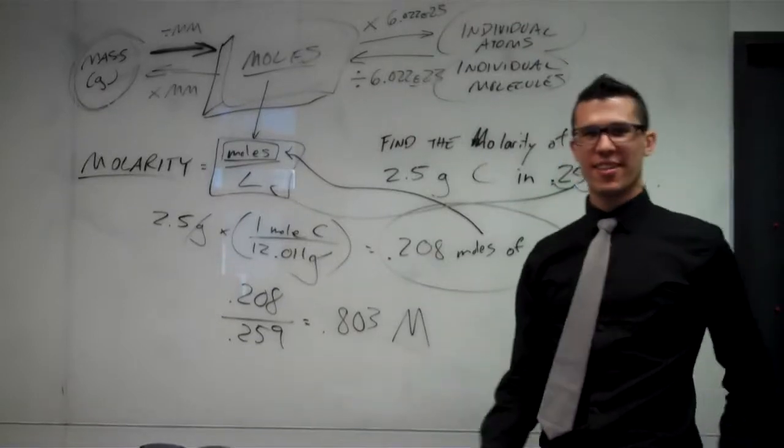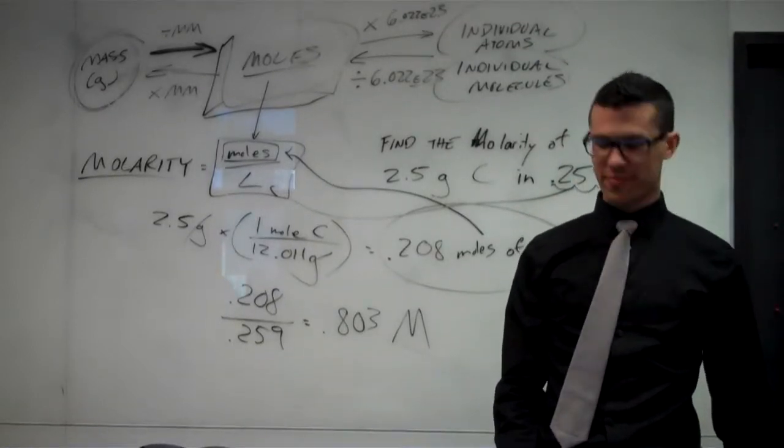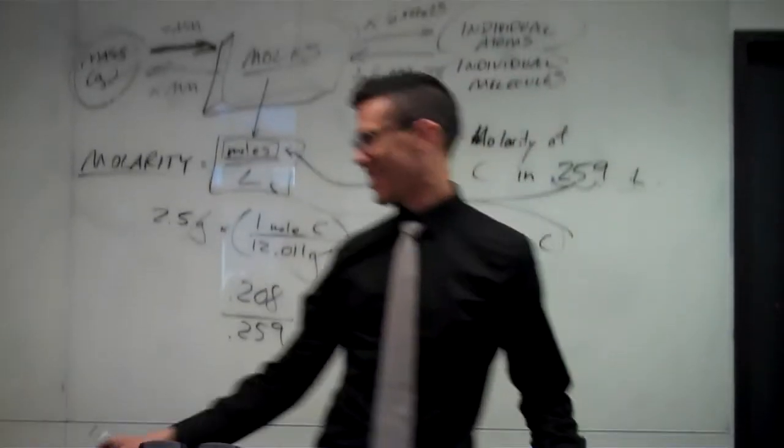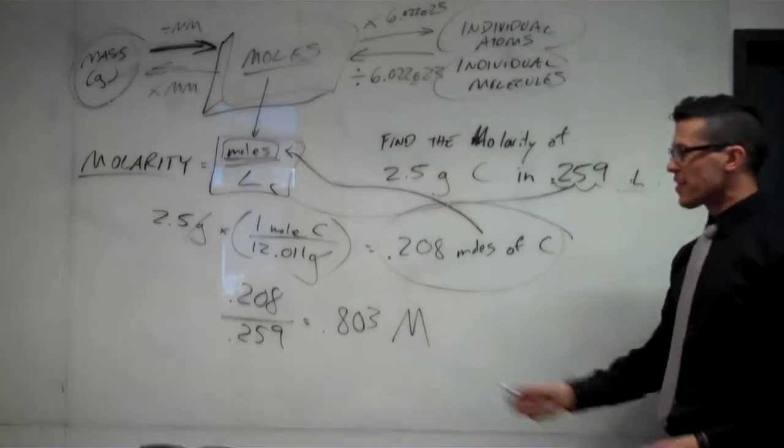0.26, this says 0.59, so you round it up. You round it to 0.59. Come on, it's going to be okay. Alright? That's the molarity.